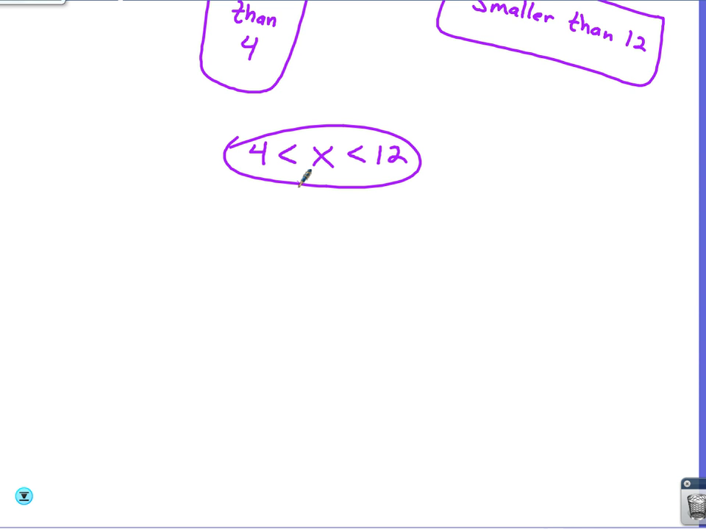Could x be 5, 6, 7, 8, 9, 10, 11? Yes. Could x be 4.1 and 11.9? Yes. Could x be 4 and 12? No. So that's the best way to write it. That third side of the triangle can be anything from 4 to 12.